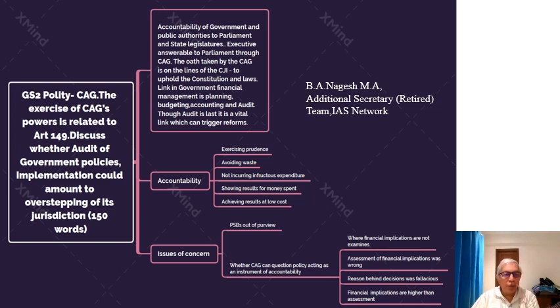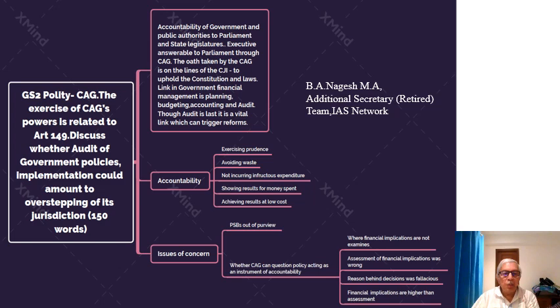So the question for discussion: the exercise of the CAG's powers is related to Article 149. Discuss whether audit of government policies implementation could amount to overstepping of its jurisdiction. So in this, you may have read a lot about this CAG, the appointment by the President, the terms and conditions, method of removal, then relationship to the Public Accounts Committee. You may have read all that, but that is not relevant to the question which is asked. The question is very straightforward.